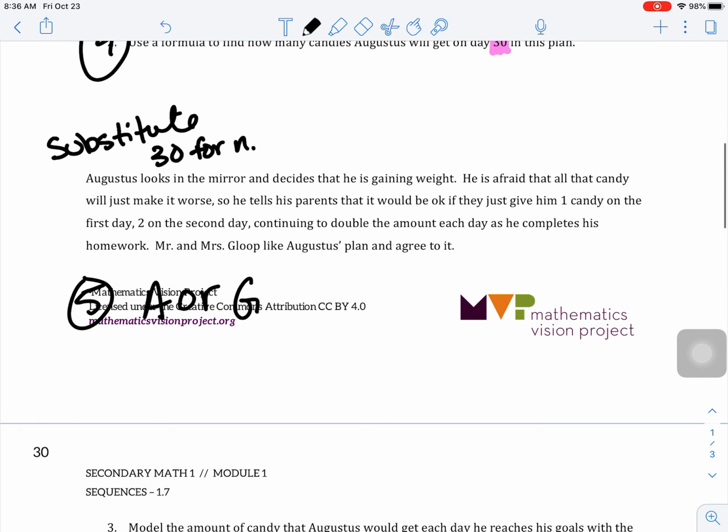And then the second half says that Augustus decides he doesn't need that much candy. That's too much candy from his dad's plan. So he has a new plan. And his plan is that on day 1, he just gets 1 candy. And then on day 2, he gets 2 candies. And then the candies are going to double each day as he completes his homework. And so looking at that pattern, you have to decide, is it arithmetic or geometric? Remembering that arithmetic patterns grow by addition or subtraction, and geometric patterns grow by multiplication.